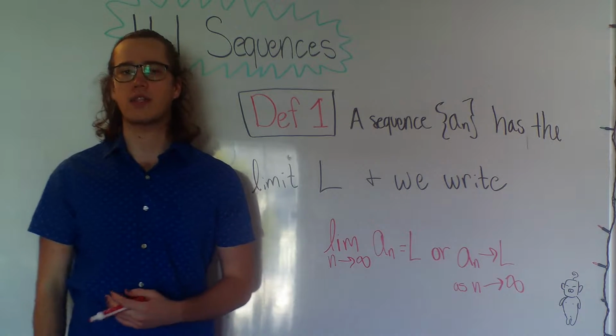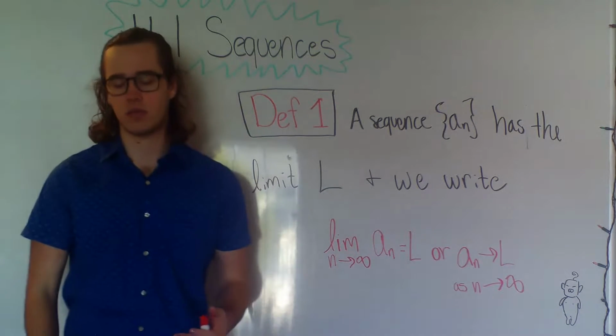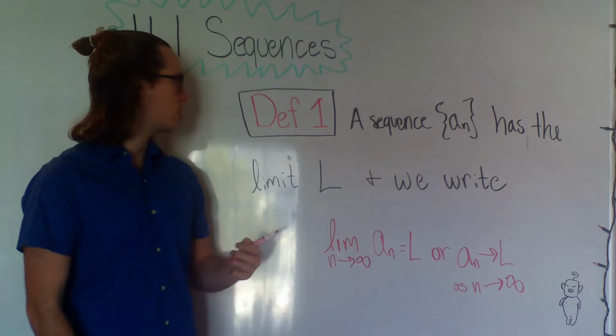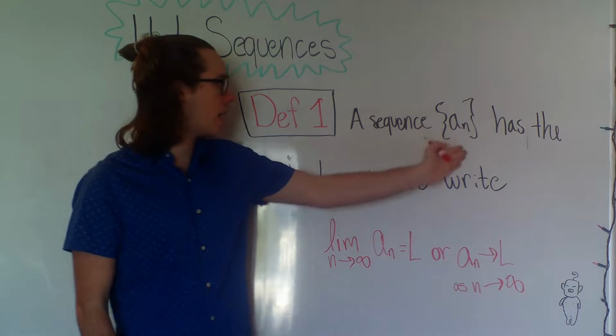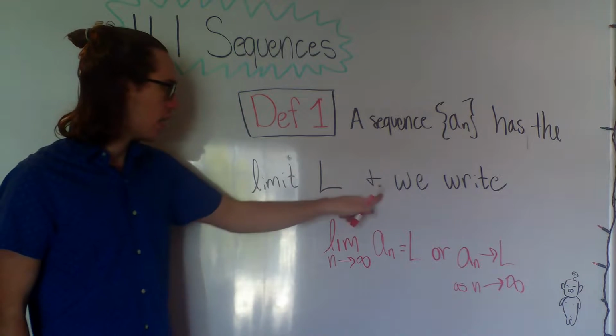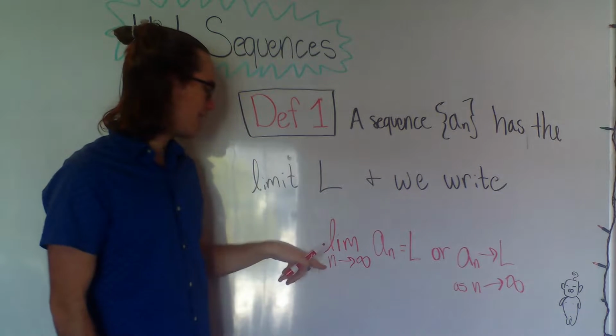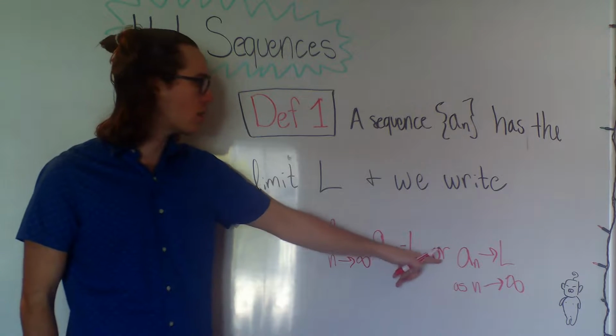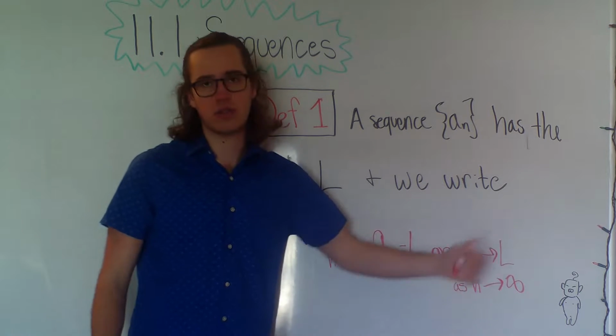So this section has just a ton of definitions and theorems, and we're going to try to blast through them as fast as possible with some jump cuts. So we have definition 1. A sequence an has the limit L, and we write the limit as n approaches infinity of a sub n equals L, or an goes to L as n goes to infinity.